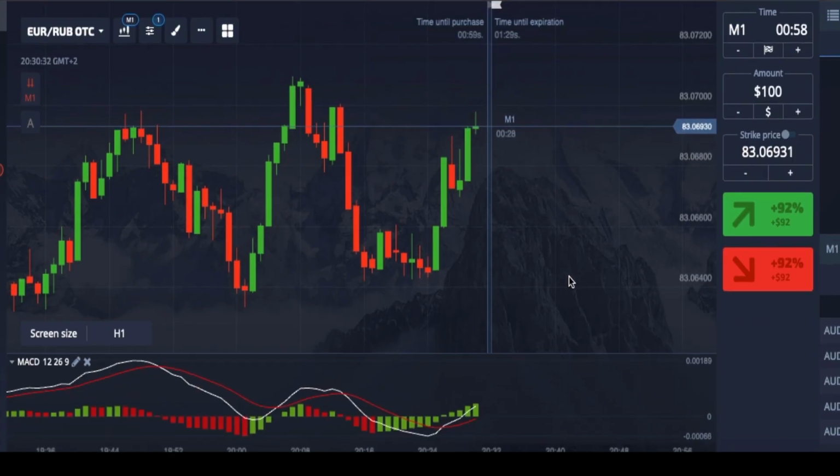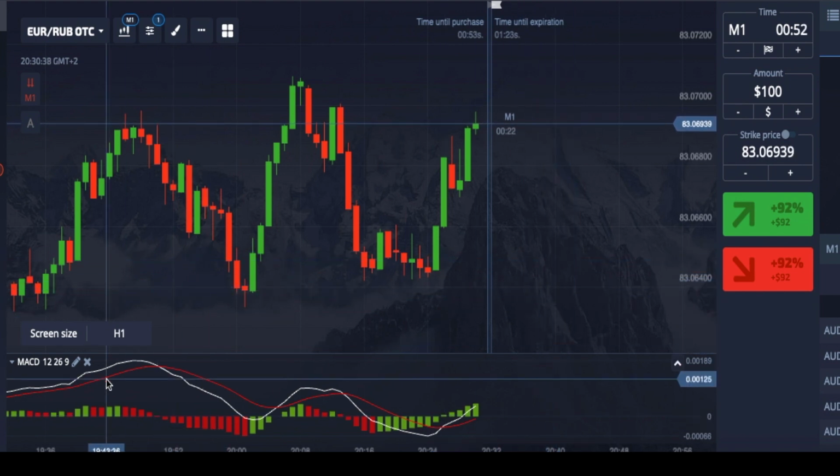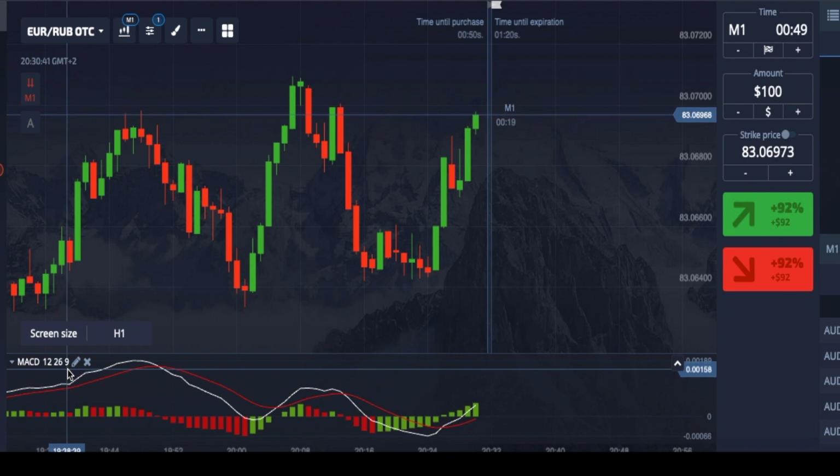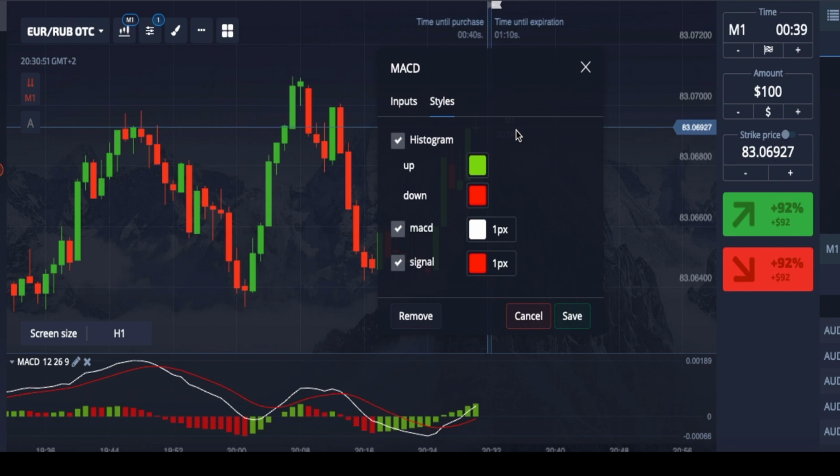Okay guys, today we're going to be using a very popular indicator many day traders do use and swear by, which is the MACD. We're going to be using the default settings that has a fast period of 12, slow period of 26, and a signal period of 9. Okay, and the styles here are green and red for up and down for the histogram. I changed it to white, but it's normally green, but that's just my preference.